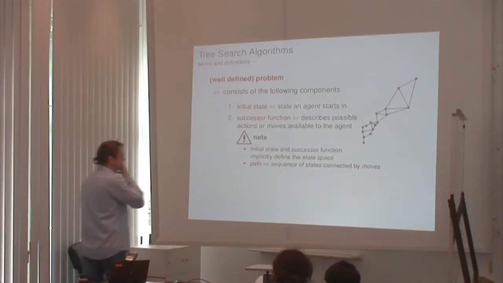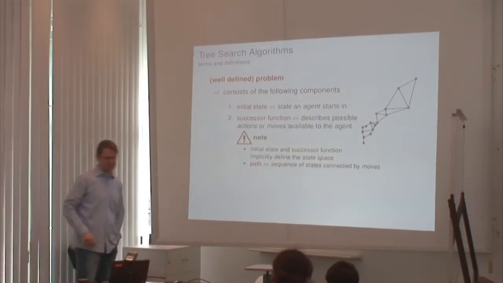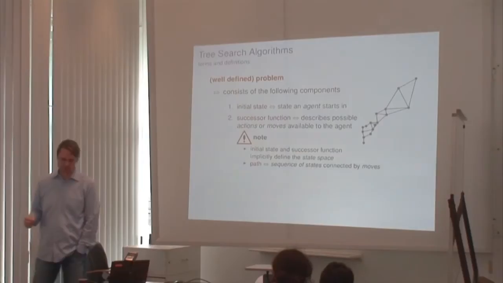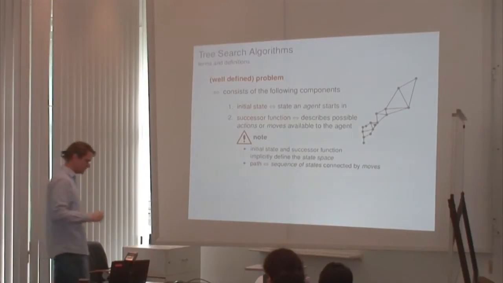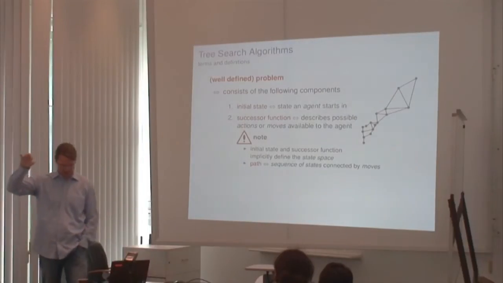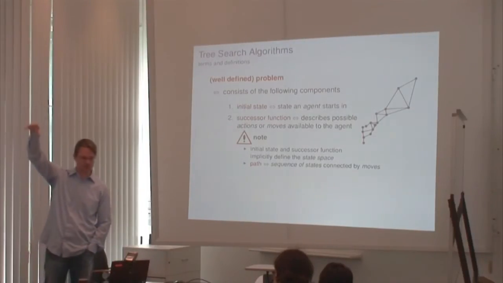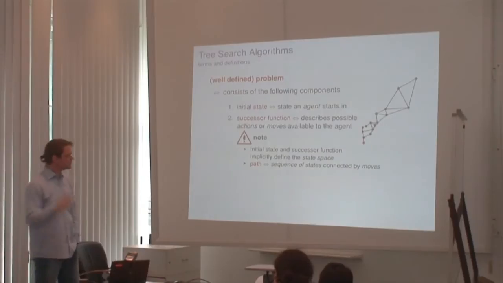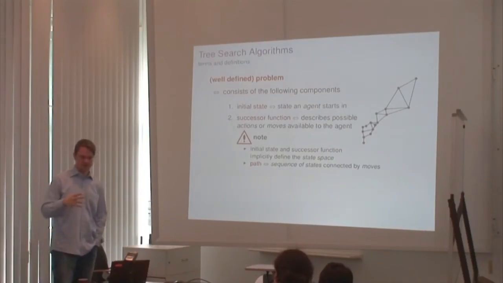The interesting thing is that if we have an initial state and a successor function that, given the initial state, tells us about the possible subsequent states, and then for every subsequent state tells us about the possible subsequent states, and so on and so forth, then indeed these two ingredients define the state space.